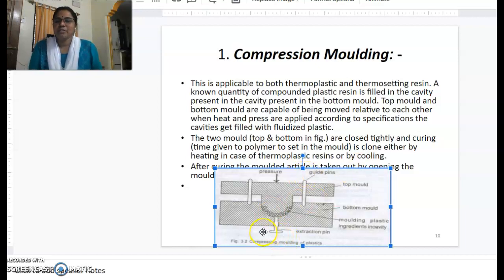So from where are you going to open it? This is the hinge, which is called the extraction pin. If you open that pin, just like opening a screw, you can get the plastic molded article. This is the only method by which you can prepare both thermoplastic as well as thermoset resin. Right? This is very simple.